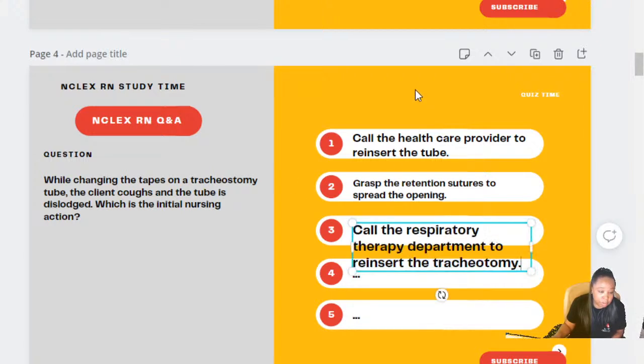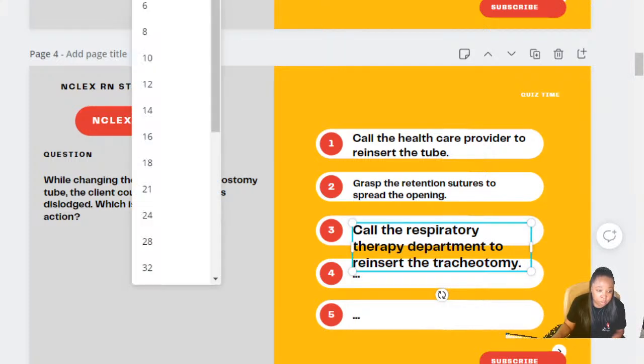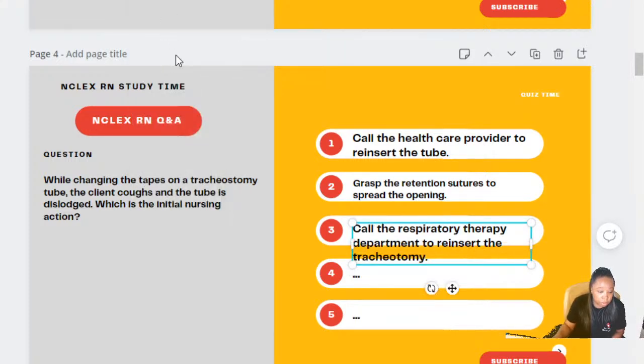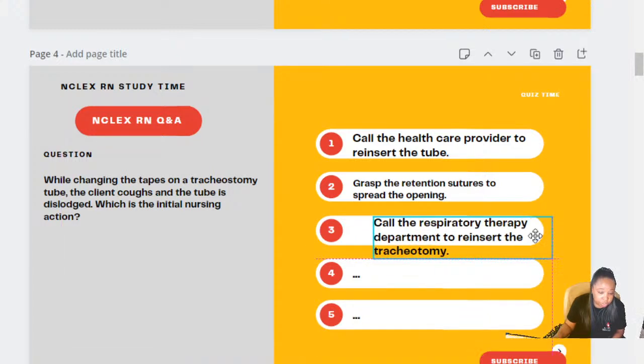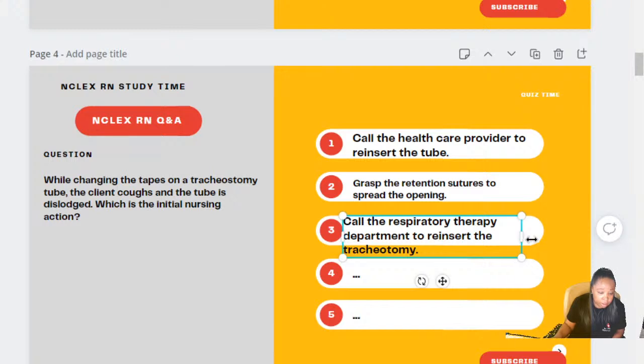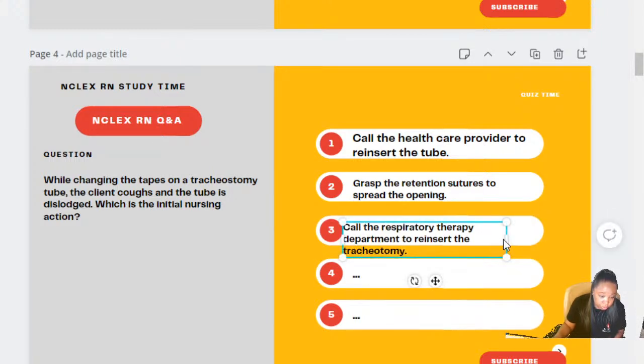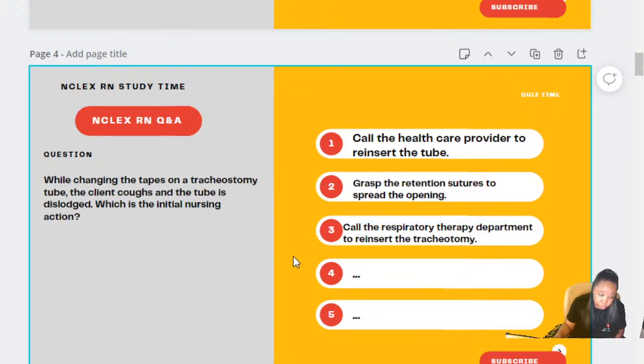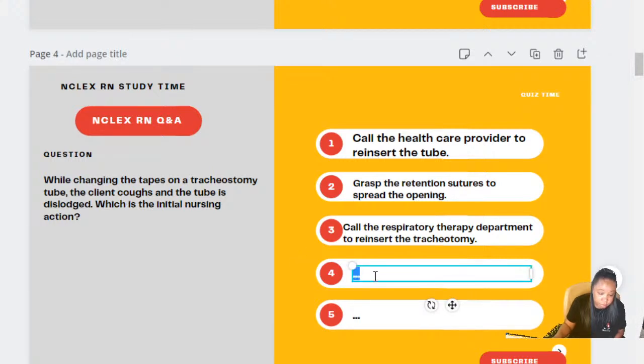The last one says, no, that's not the last one, that's the third one. The third choice is to call the respiratory therapist. Call the respiratory department to reinsert the trach. Yes, you will be calling respiratory, but is it the first thing you will be doing? Because you are the first person who gets to the room, you have to do something first. This is not the first thing you have to do.